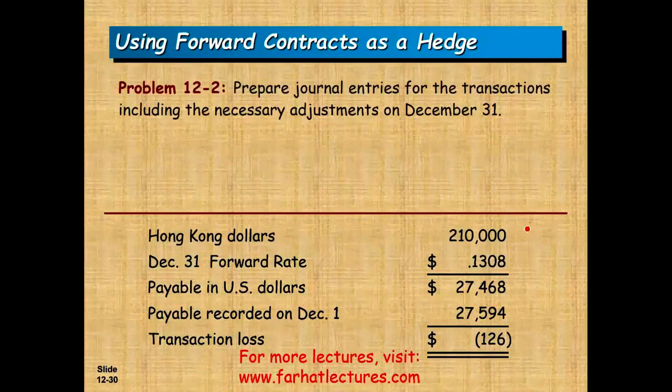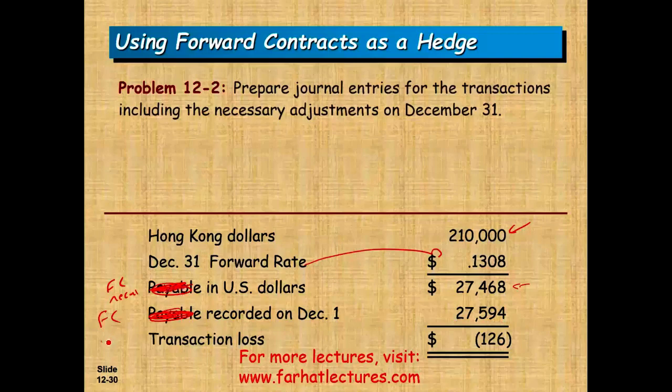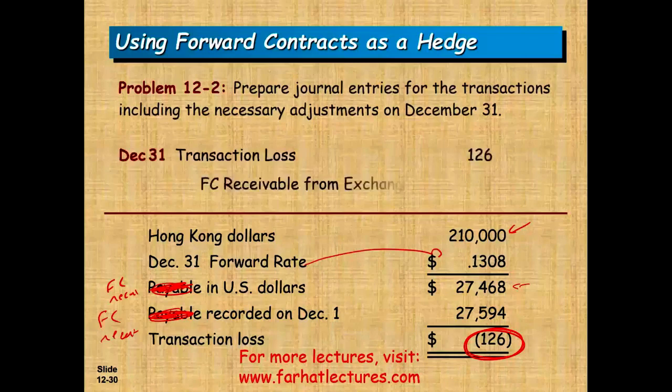So if I take 210,000 times the forward rate, I should have a forward contract receivable of 27,468, but my forward contract receivable is recorded at 27,594. It's the forward contract receivable that we are adjusting. Therefore, I have a loss of 126, and I have to reduce my receivable by 126. Therefore, I debit the loss and I credit my receivable. Forward contract receivable is credited 126.